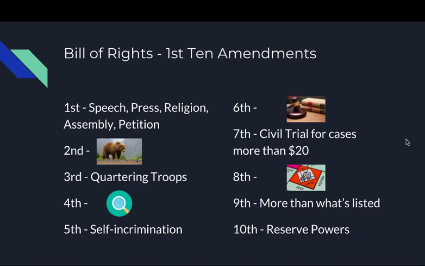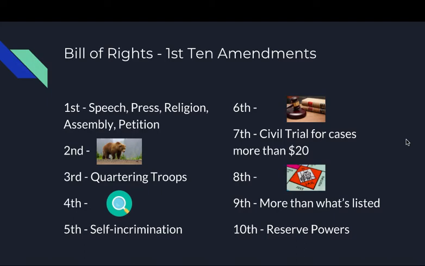Second one, love the picture. I always have in my mind bear arms. So if you just want to think of a bear for the Second Amendment, that would be a good thing to do. Third Amendment is quartering troops, the quartering of troops. Military personnel can't just stay in your house because they need a place to stay.